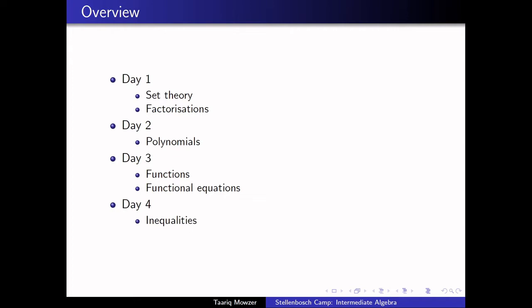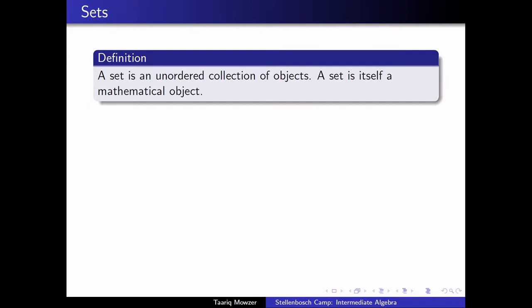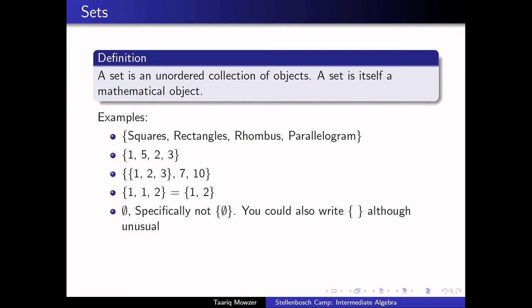We start off with sets and set theory and a definition of sets, which is: a set is an unordered collection of objects, and a set itself is a mathematical object. One way of thinking of a set is like a box where you can put things in. So some examples of sets are the following.